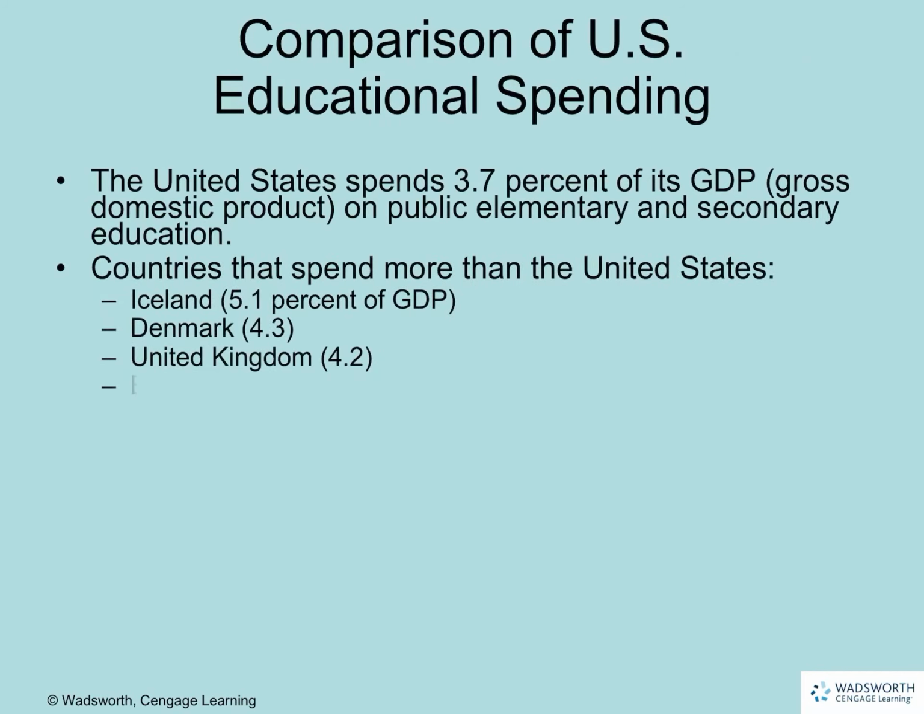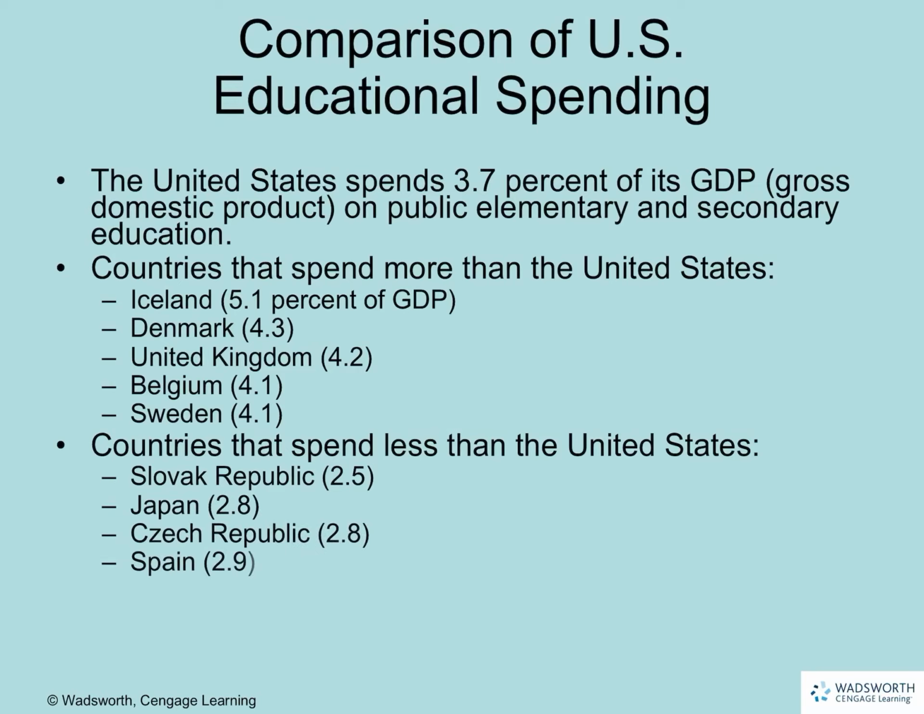Now, we talked about spending a minute ago. Let me show you this. I find this quite interesting. In the United States, and I believe this is federal spending, okay? The United States spends 3.7% of its gross domestic product on public education from the elementary and secondary levels. So community colleges don't get counted here. Universities don't get counted here. And so the U.S. is spending 3.7% on education.